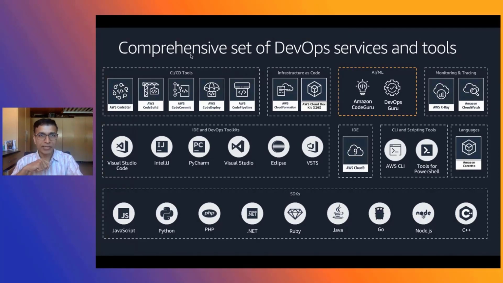As you can see, we have a CI/CD category, infrastructure as code. We have IDE, DevOps and toolkits, SDKs, and we have CLI, scripting tools, languages, monitoring and tracing. And what I want to highlight is this particular section, which is recently introduced into our portfolio, which is AI/ML intersection with DevOps. This mainly includes two services, Amazon Code Guru and DevOps Guru. For this particular virtualized workshop, we'll be focusing on DevOps Guru.